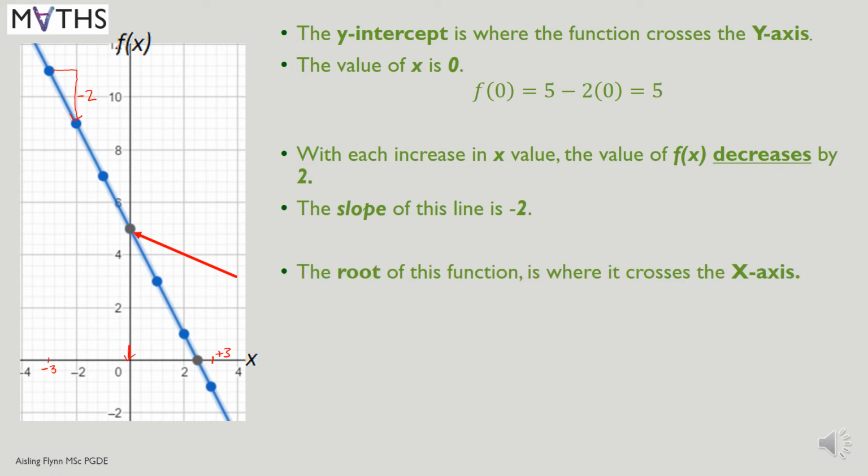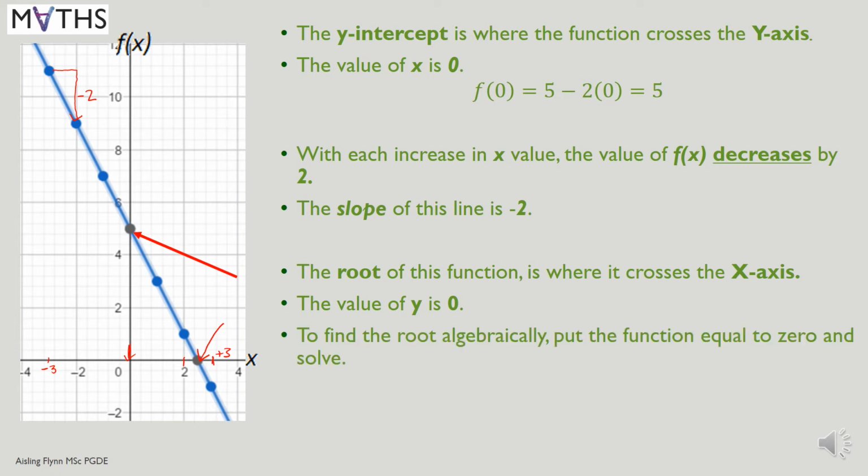The root of this function is where it crosses the x-axis, so we can see it here. It's some place between 2 and 3. It looks to me like 2.5, but let's check it out. At this point the y value is 0, so the function, the output, is 0.